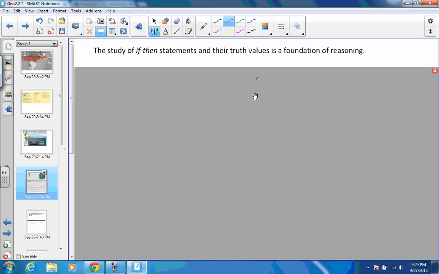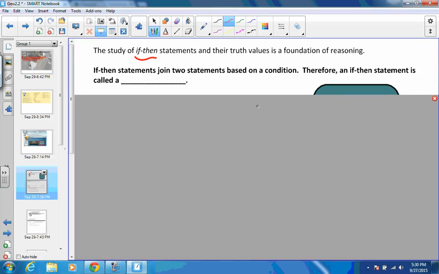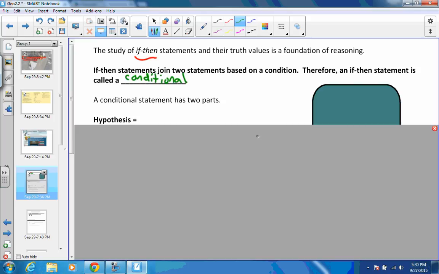let's start. So the study of if-then statements, that's what these things are, and their truth values is a foundation of reasoning. We're talking about reasoning this whole chapter, finding different kinds of reasoning. So if-then statements join two statements based on a condition. The condition is the if part. Therefore, an if-then statement is called a conditional. Technically a conditional statement. I'm going to leave it at conditional.